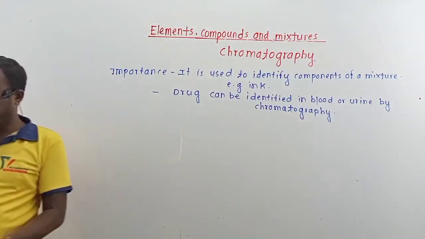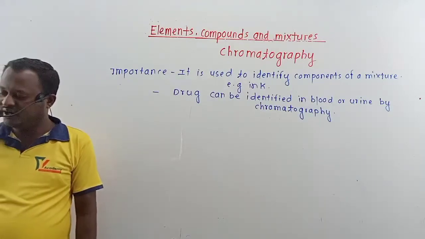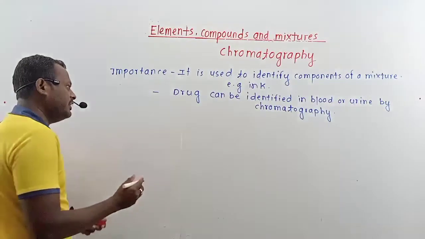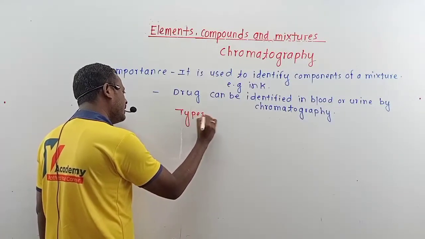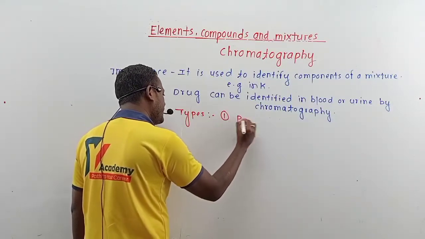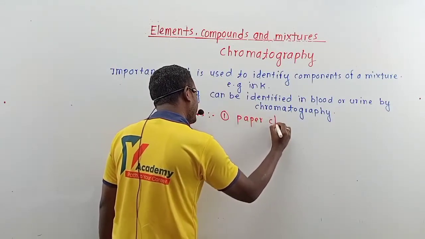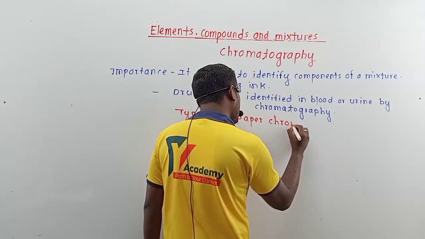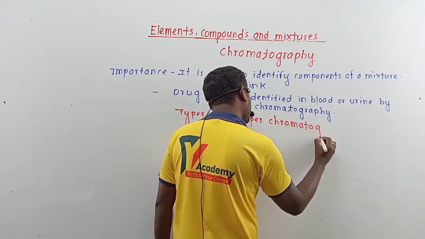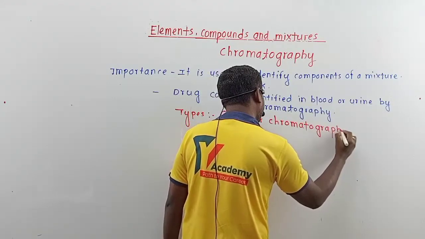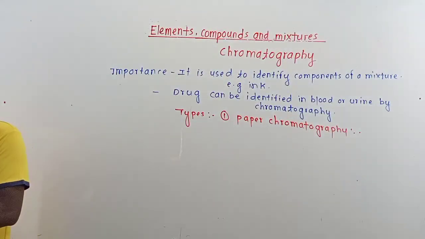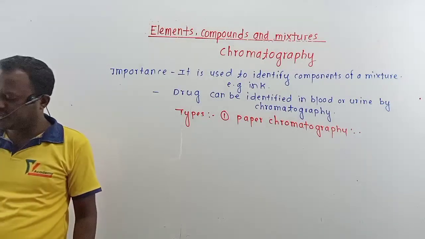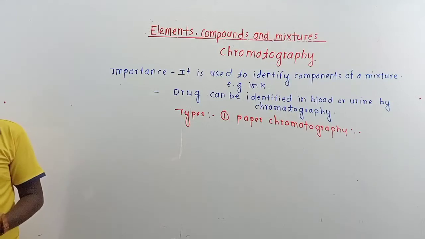There are two types of chromatography: paper chromatography and column chromatography. Okay, so types of chromatography. The first one is paper chromatography. Let us see paper chromatography. In this there are two phases. One is the stationary phase and the other is the mobile phase, that is the solvent.